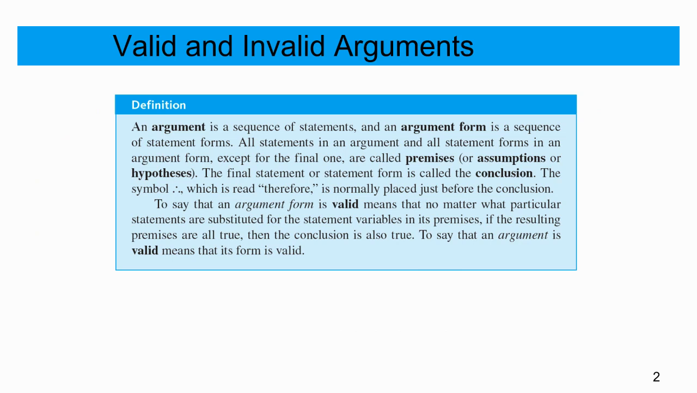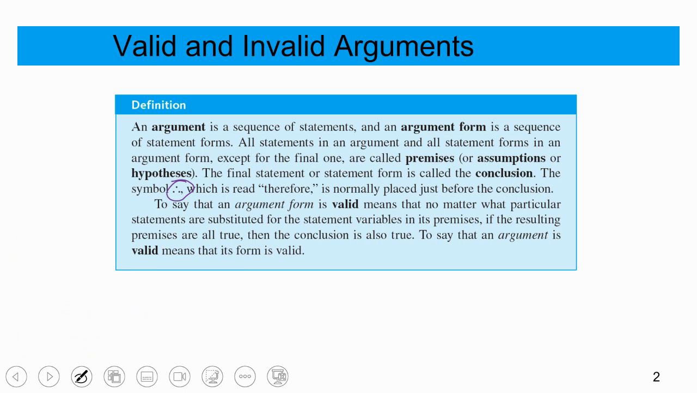Now, all statements in an argument are called premises or assumptions or hypotheses. The final statement is called the conclusion. We have a symbol that we use, these three dots that form a triangle. We read that as "therefore," and it is normally placed just before the conclusion.